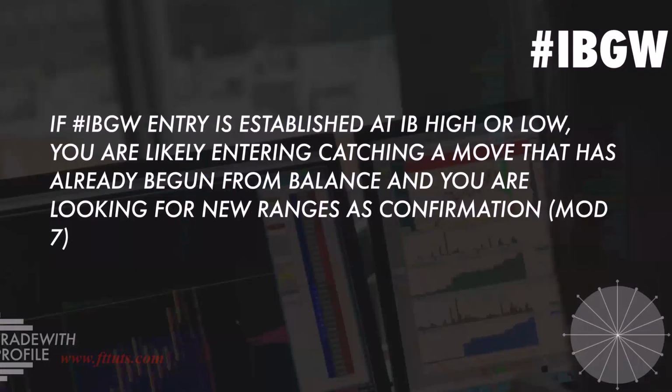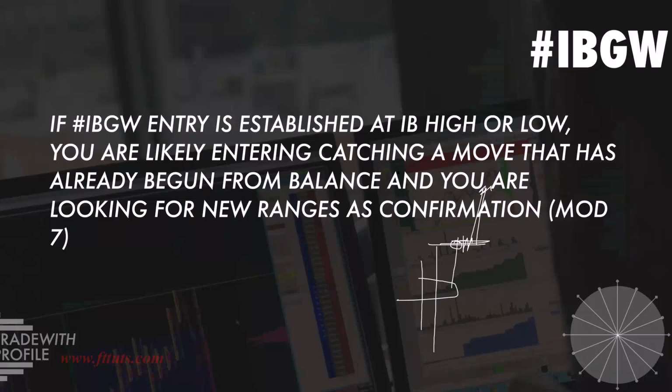Now, two ways that we look at the go with trade is that if the entry is established at the IB high or low, then you're likely catching a move that has already begun from balance in the session, and you're looking for new ranges as confirmation. Okay, so think what you're going to need to see to confirm that trade. And what do I mean by that? If it's already started. So if I've got an IB, I've got a most traded price here, and then here's the move that takes out the IB high, and you're entering near the IB high, you want additional confirmation, order flow, tempo that way to take this bad trade location and make it really good very quickly.